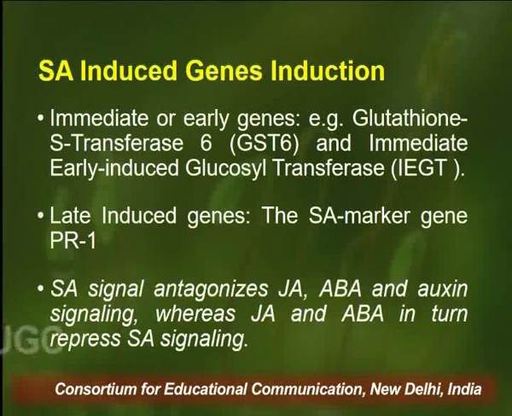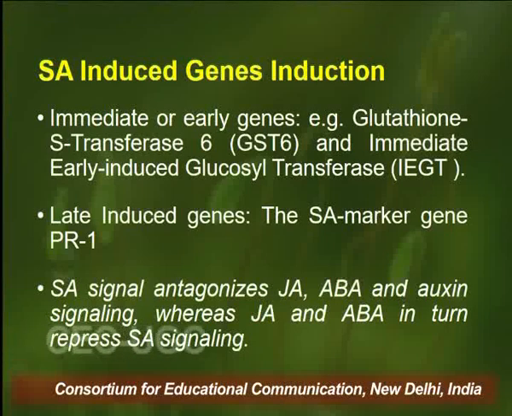Now once the salicylic acid transcription factors are stimulated, they further cause increased expression of different genes, and depending upon the time taken by the genes to express themselves, the salicylic acid induced genes can be categorized into two categories. One is the immediate or early genes, which exhibit their effect within 30 minutes of the salicylic acid induction or exposure of the plant to salicylic acid. Within 30 minutes they will start their expression and exhibit their effect. The common examples are the glutathione S transferase 6 gene and the immediate early induced glucosyl transferase gene.